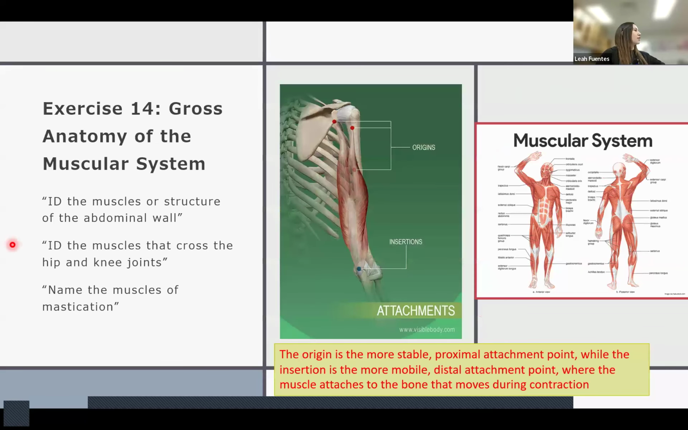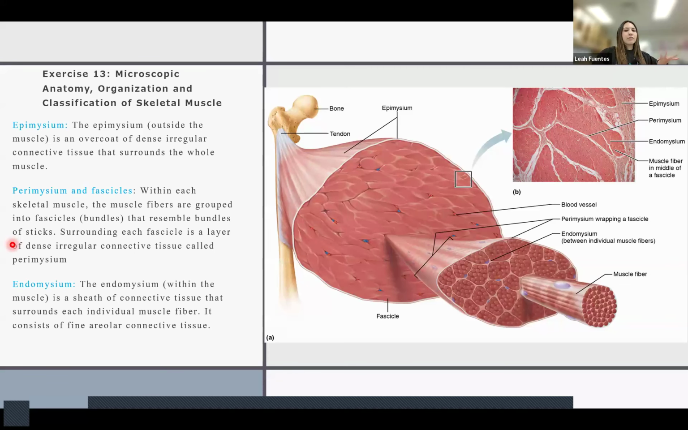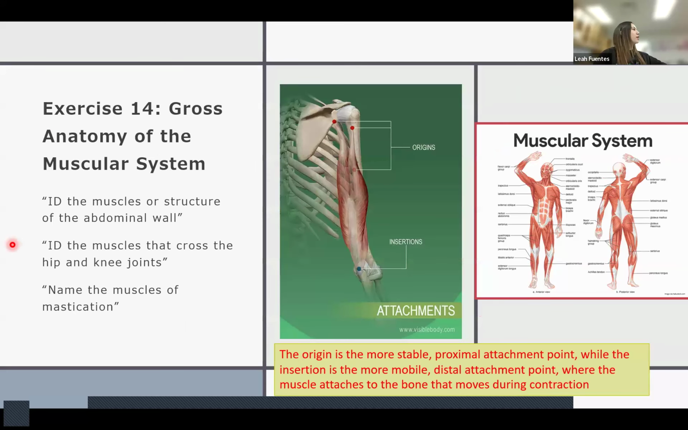Okay, and then we have exercise 14. Let me go back. With exercise 13, there are a few more images you will need to know, but I do want to focus on the muscles today because I think that's where everyone has the most trouble. So exercise 14 is gross anatomy of the muscular system, which is basically just naming all of the muscles.